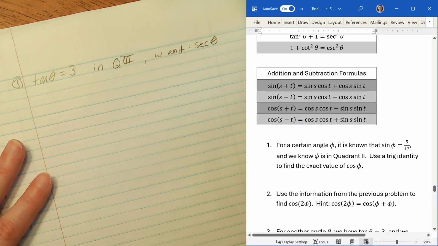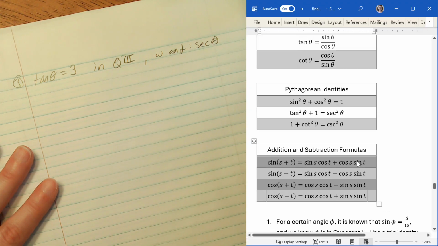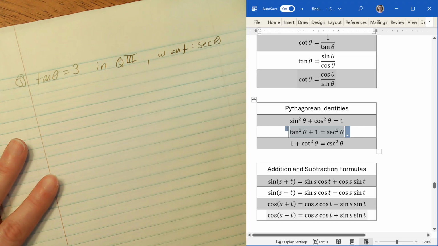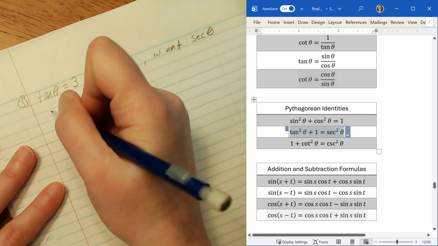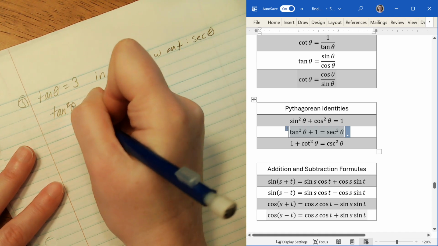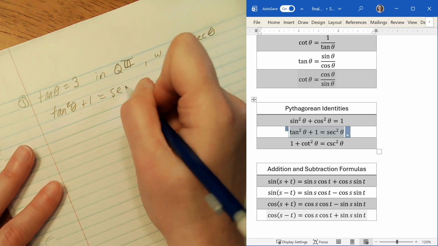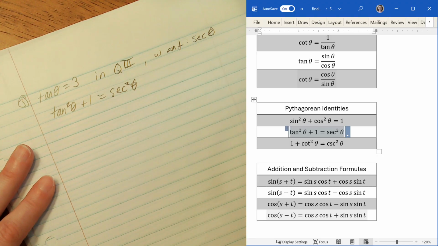So these are not going to be much help unless I divide them or do like 1 over them. Let me see, here's one that has tangent and secant together and nothing else except for the 1. So that's the one I'm going to use. So this says tan squared theta plus 1 equals secant squared theta.